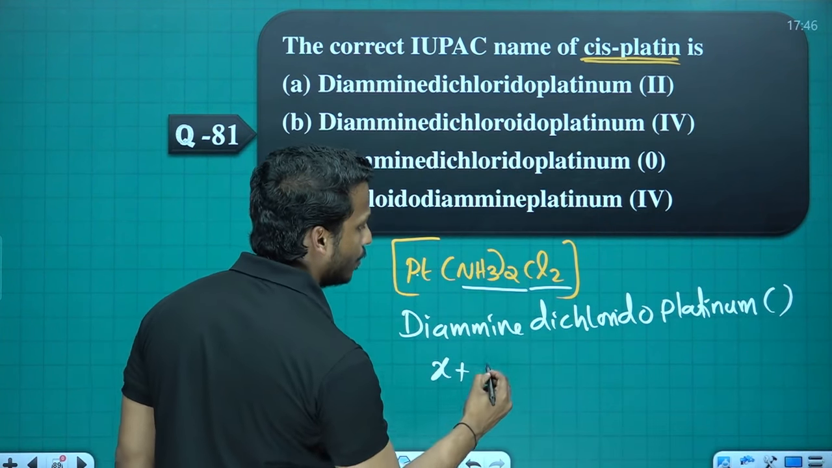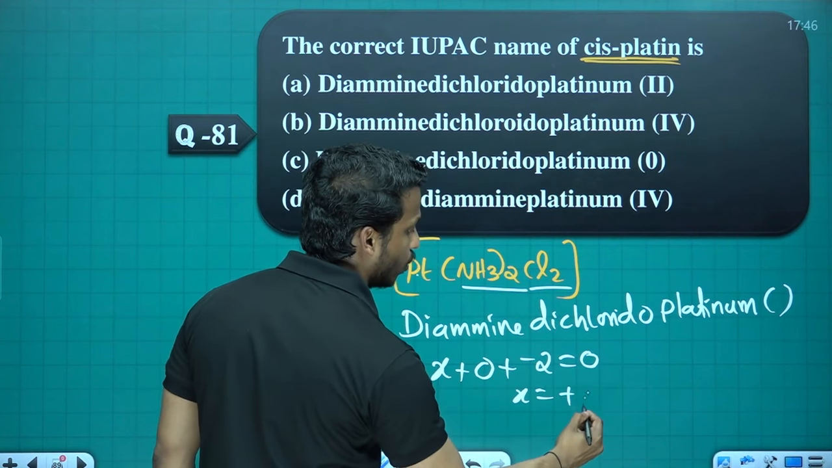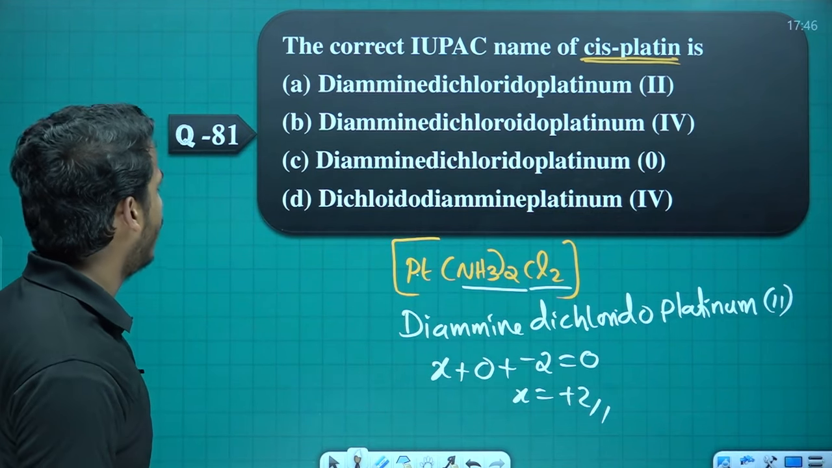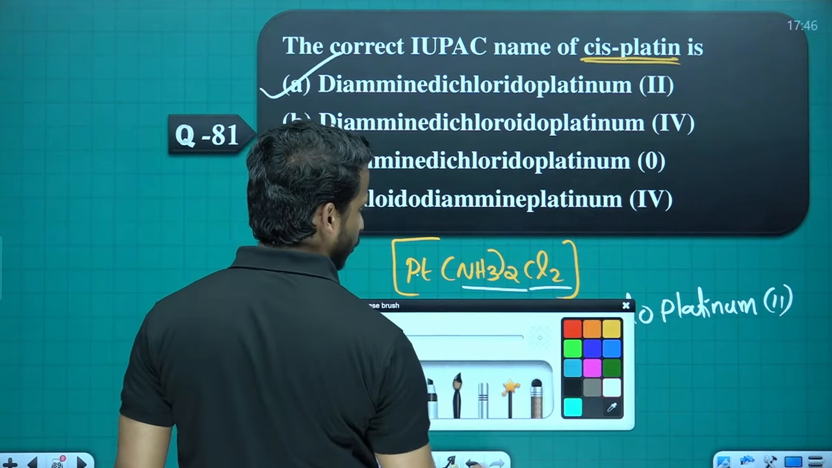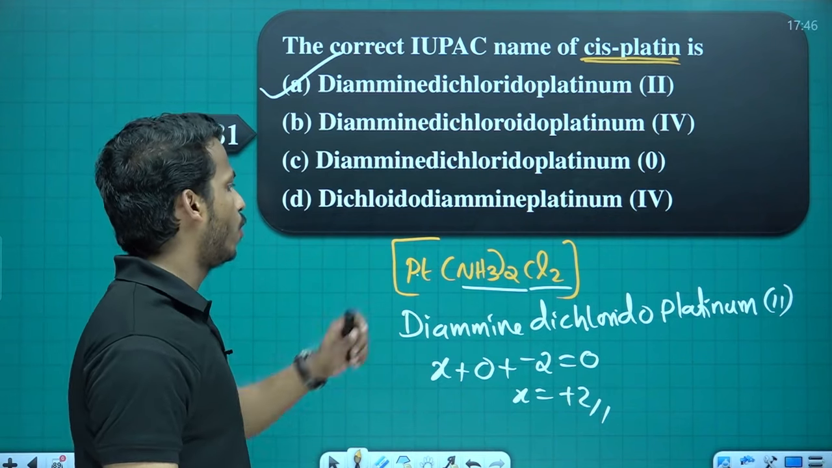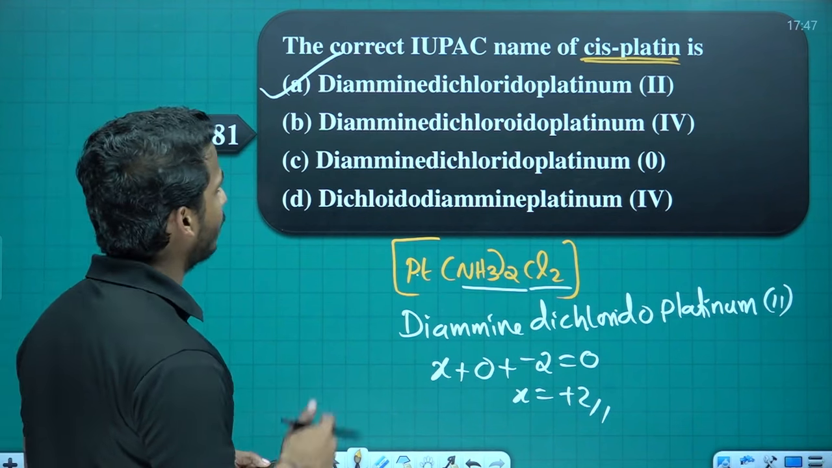What is the oxidation state? Platinum X, ammine 0, two chlorine -2, overall 0, so X equals +2. We can place 2 here. So where is the answer? Diamminedichloridoplatinum(II). Yes, let's go with option A. Cisplatin means it is an anti-cancer drug. Please memorize the formula. Diamminedichloridoplatinum(II).